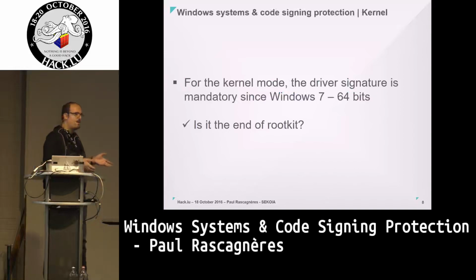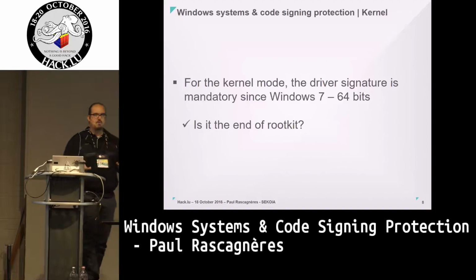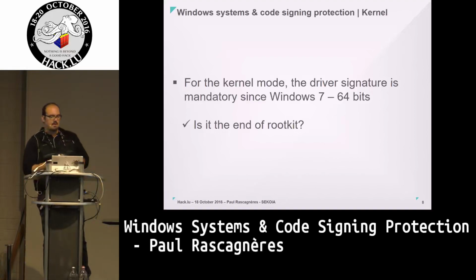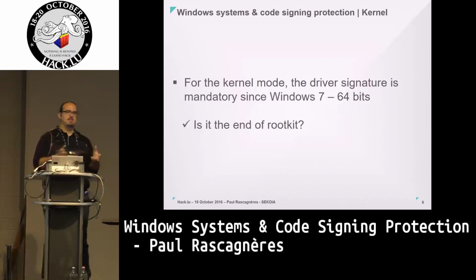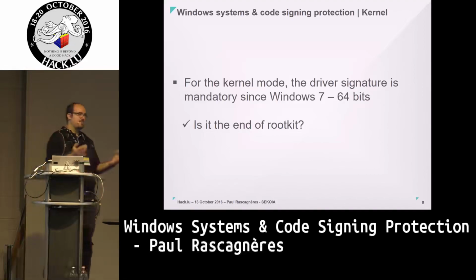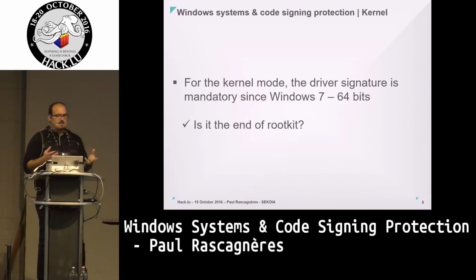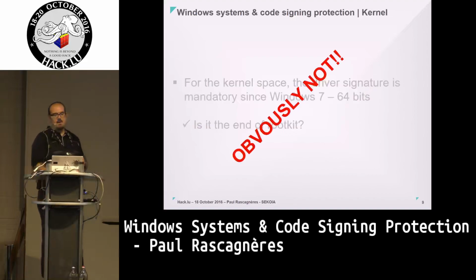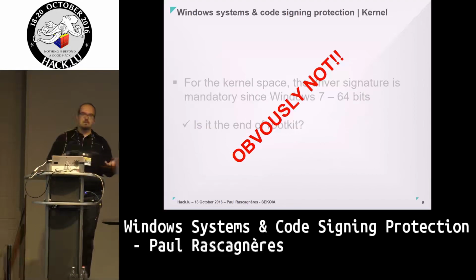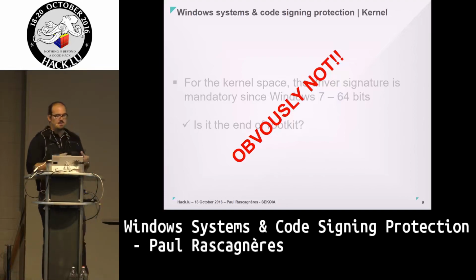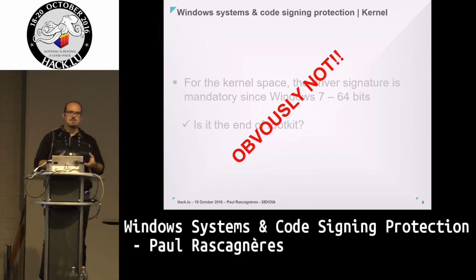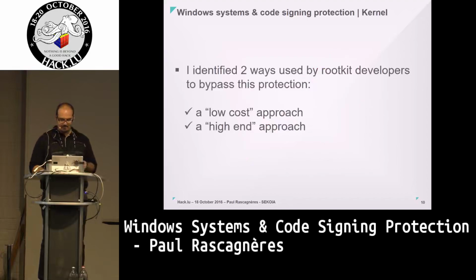As I mentioned, for a lot of years, since Windows 7, you are not allowed to load a driver if it's not signed, and signed by a legitimate provider, not self-signed, of course. So does it mean it's the end of rootkits, malware that work in kernel space? Obviously not. We have current rootkits, and the interesting thing is to understand how they deal with this not really new, but current protection on the Windows system.